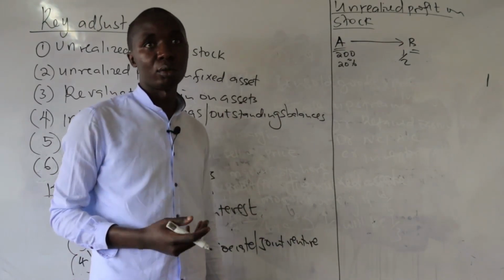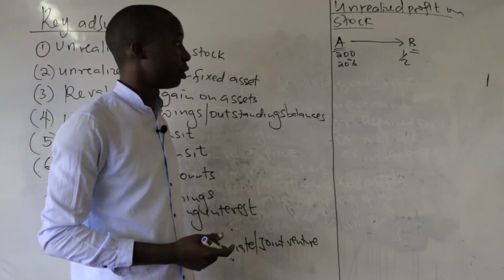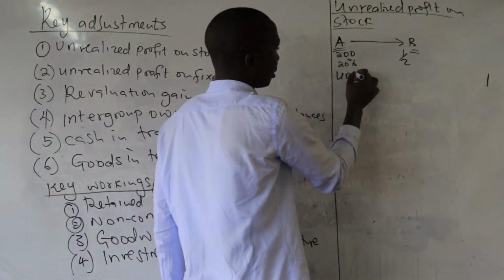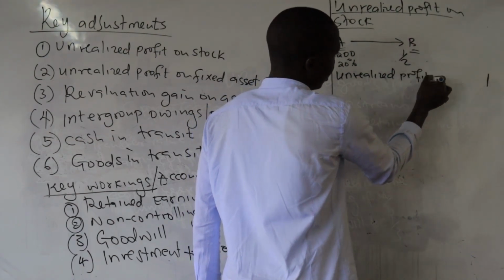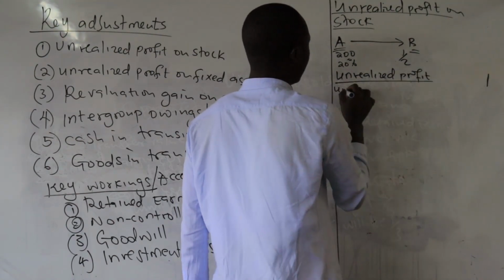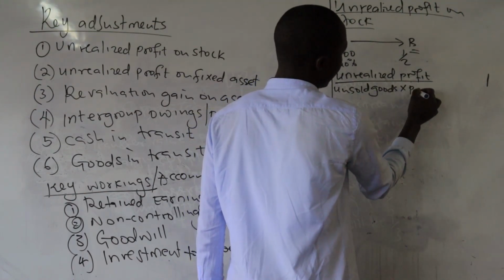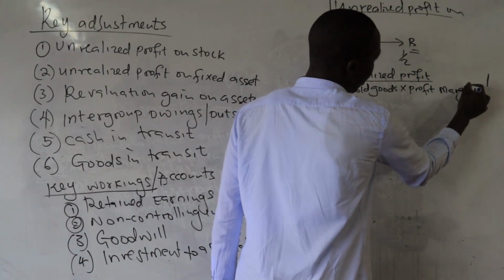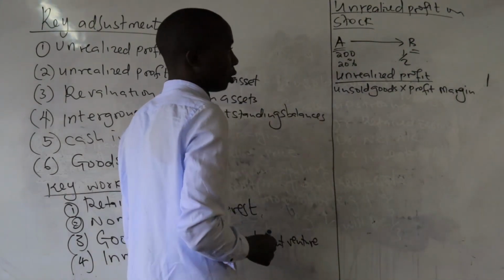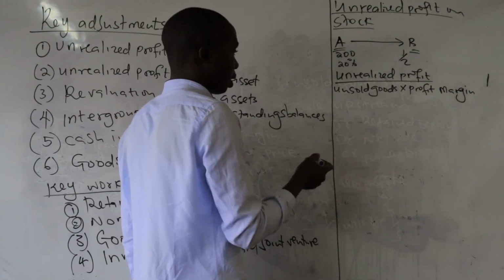So out of the unsold goods in that subsidiary, there's unrealized profit. So how are you supposed to determine that? Unrealized profit will be determined by taking the unsold goods times the profit margin. Of which, if you are given markup, you have to change it to margin.